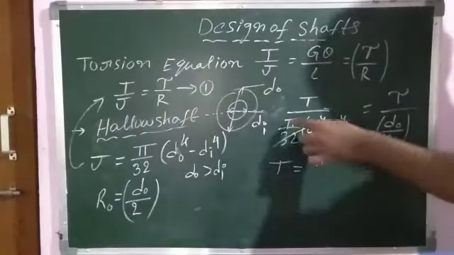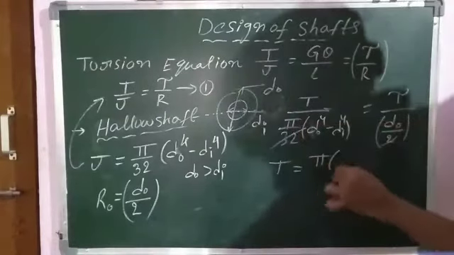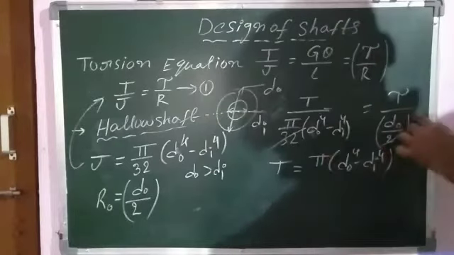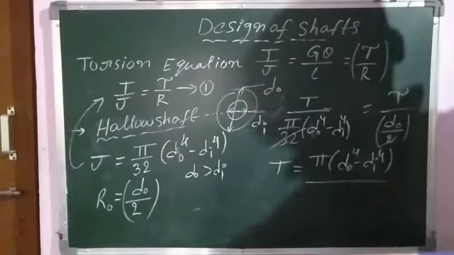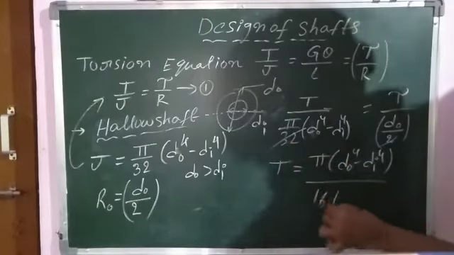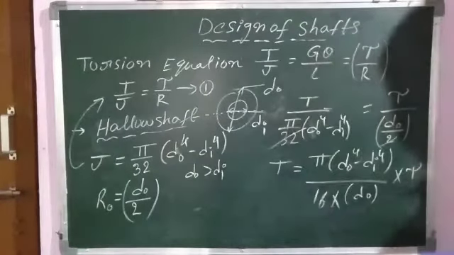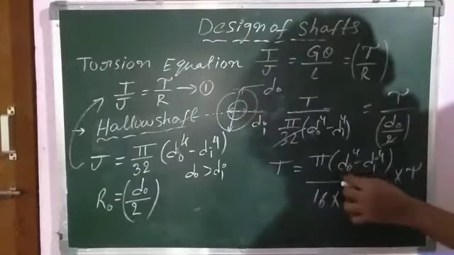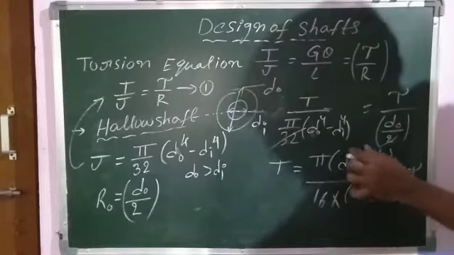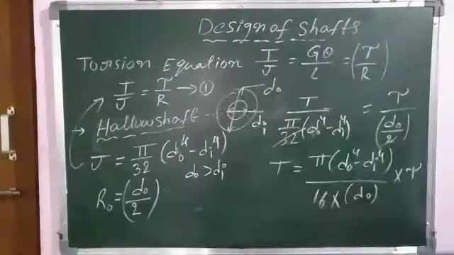Let's take pi to the right hand side. Similarly d naught power 4 minus di power 4. Let us take all these terms to the right hand side. Again here we have the 16, 16 into d naught into tau. Now let us take this d naught power 4 as common. Let's see what happens.